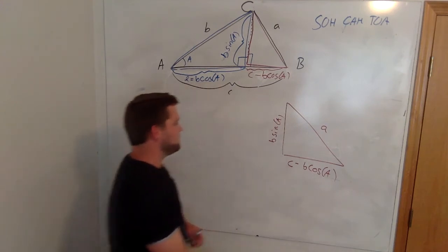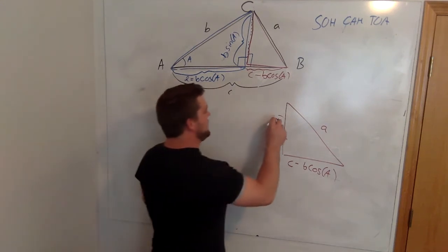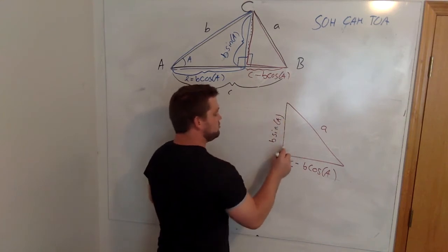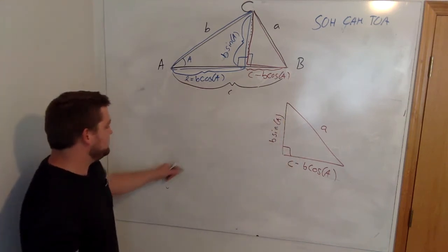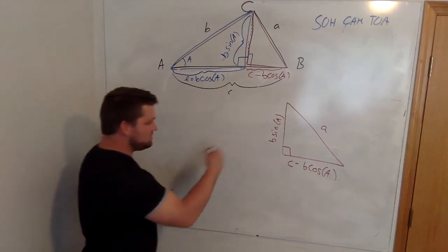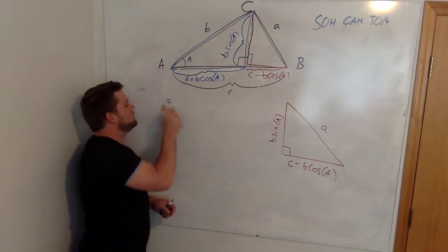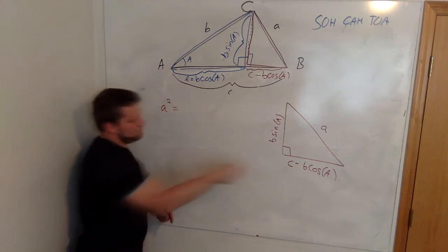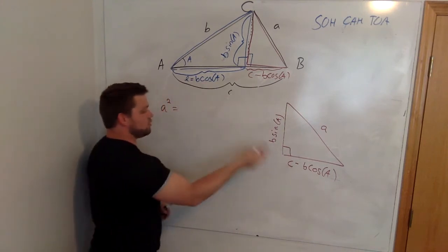Okay, interesting. Well, let's see what we can do here. Now I can apply the Pythagorean theorem to this right triangle, and let's see what we get. So what does this say? The Pythagorean theorem would say that a squared is going to be equal to the sum of the squares of the legs. So it doesn't matter which one you do first.